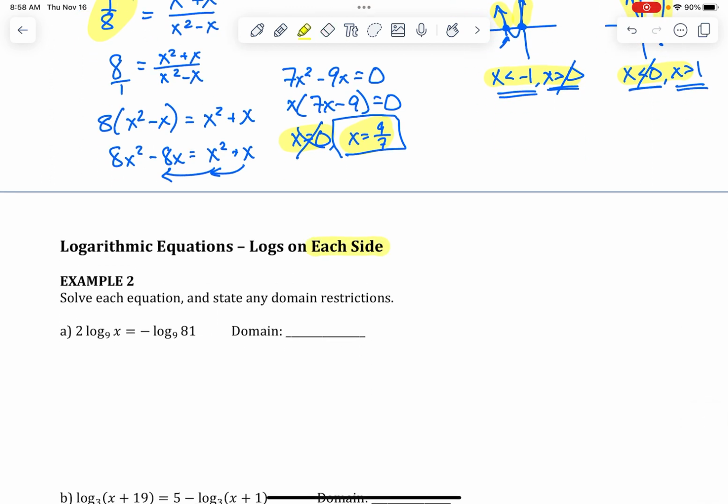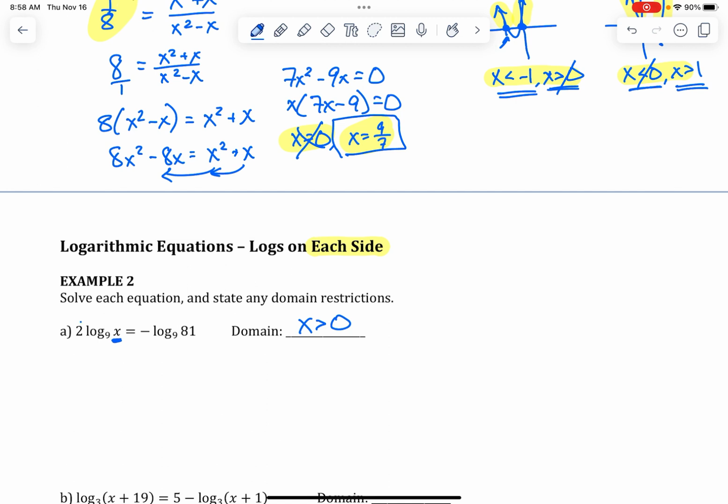Logs on each side of the equation. But don't worry, there's a nice trick that we can use to make things a little bit easier. All right, so again, we want to look at the domain. The only value that has a variable is this one, so that keeps the domain simple. X is simply positive, no problem there.